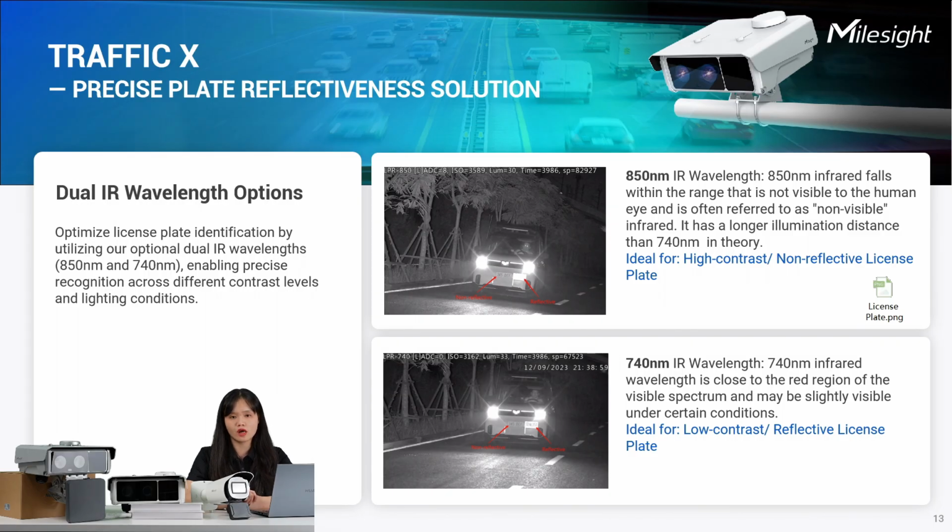So if your country's plate is using very reflective materials, you can choose the 740 nanometer IR wavelengths for the image capture and for the vehicle plate capture. But if your country is using a non-reflective license plate, then we recommend the 850 nanometer IR wavelength.